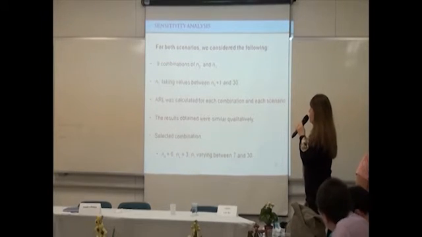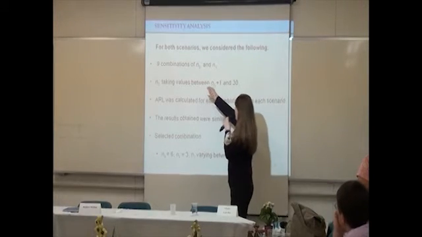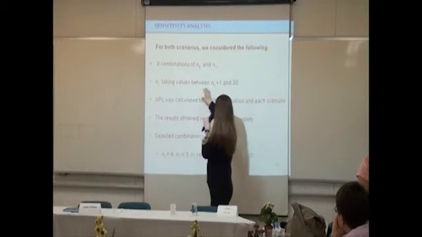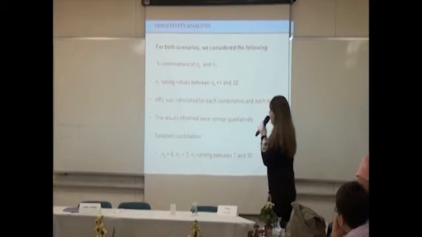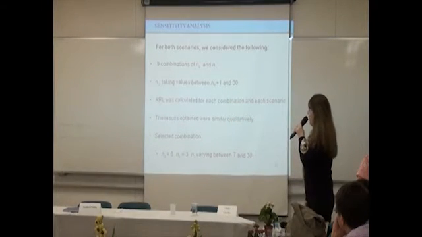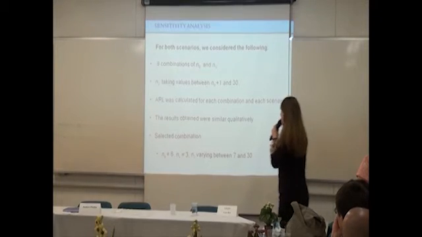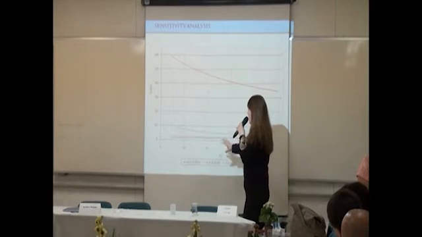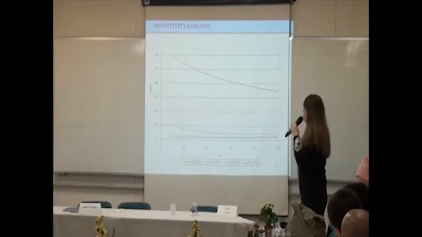For both scenarios, we consider the following: 9 combinations of N0 and N1, with N2 taking values between N1 plus 1 and 30. The ARL was calculated for each combination in each scenario. The results obtained were similar qualitatively. Because the results were similar, we selected some combinations to show here.